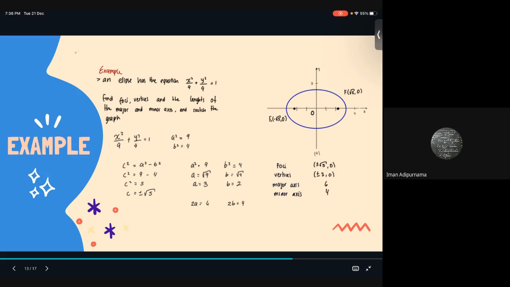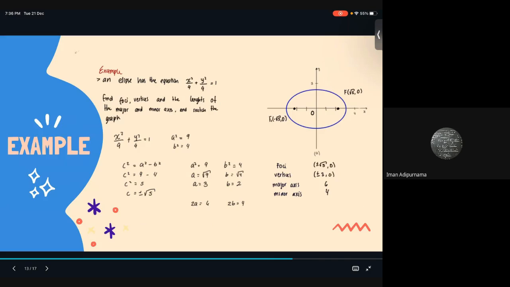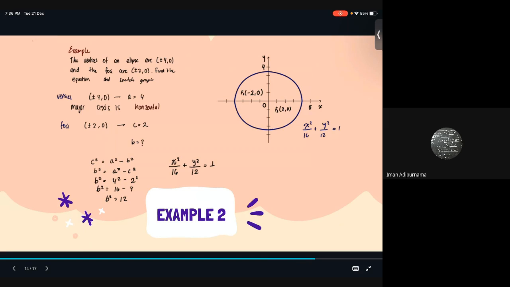And okay, so here to find a, we just solve like this. So the square root is 3. And then remember that the vertices are plus minus a here. So we see that it is plus minus 3. And then for the major and minor axes, you just multiply 2a and 2b, and we get it. So pretty simple. So now we have the other example.